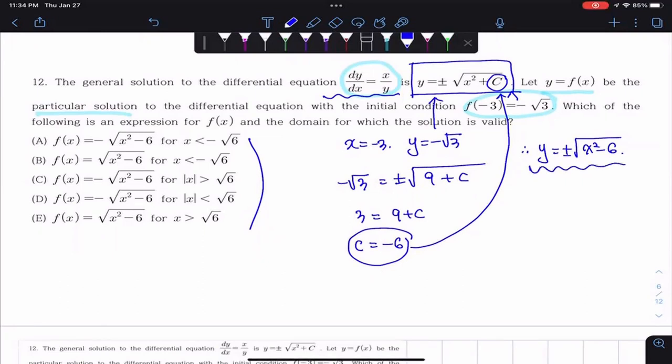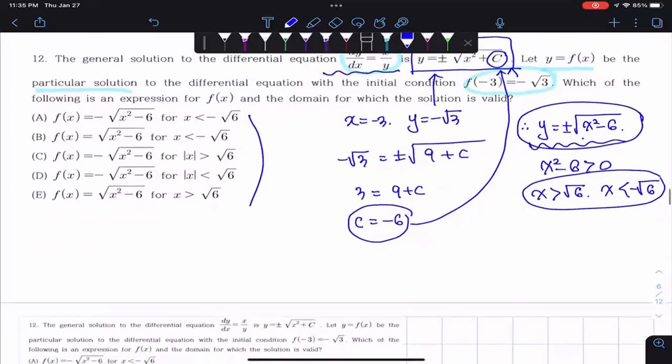In the square root function, we just handle the positive domain of the inside of the square root. So x squared minus 6 is positive. So x is more than the square root of 6, or x is less than minus the square root of 6. Considering this domain, let's draw this graph roughly.